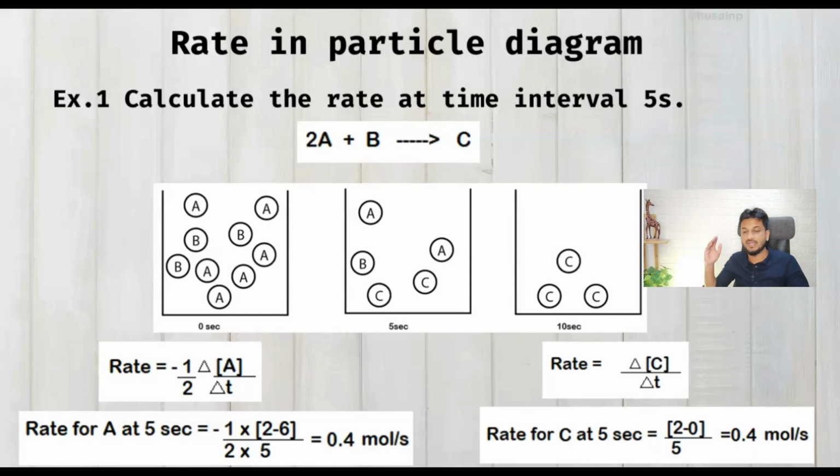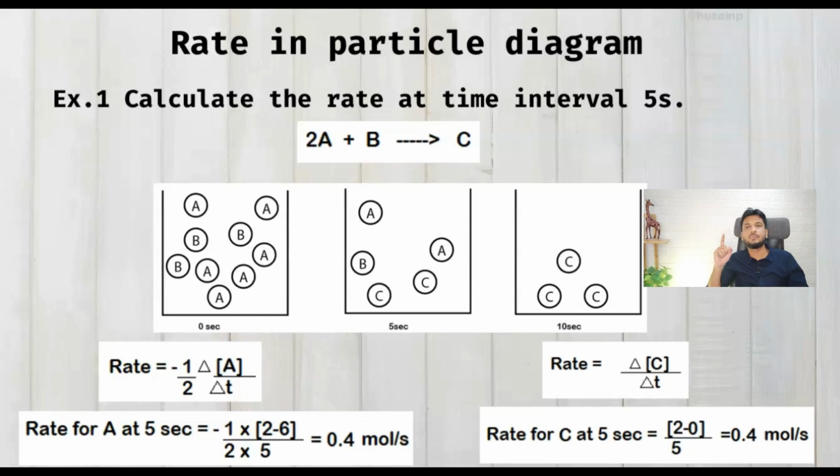So now we get 0.4 mole per second. You see, guys, with C also when we calculate, the rate is the same, 0.4. For A also, it's 0.4. That means whatever you use, a reactant amount or a product amount, the rate will remain the same.